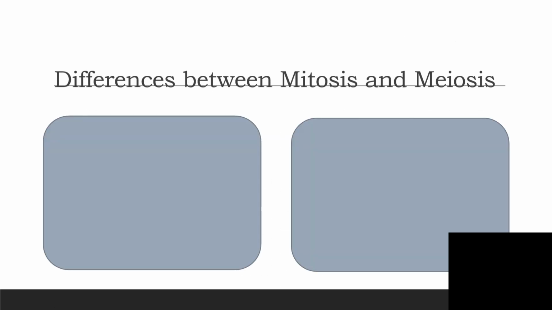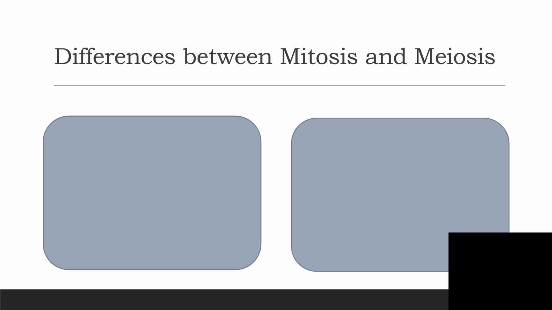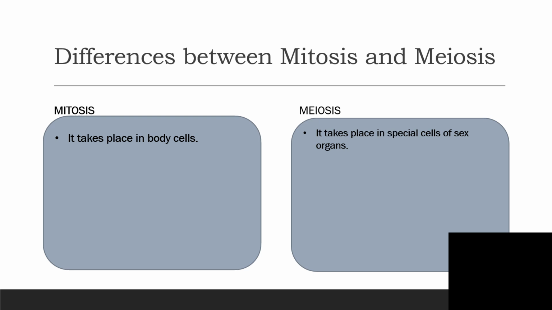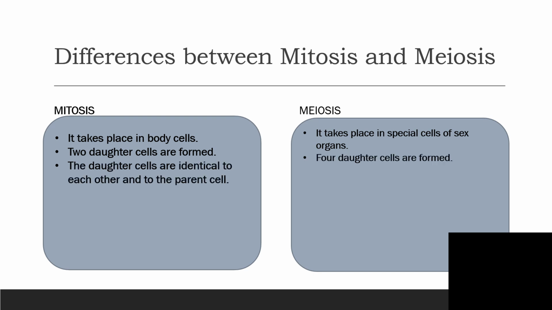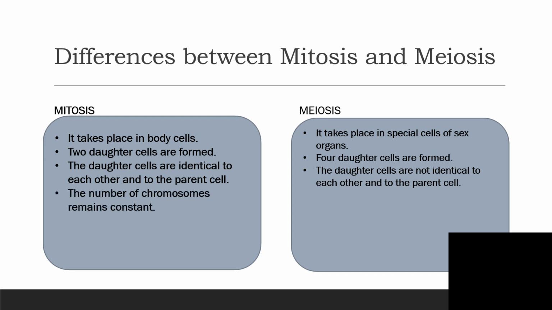So what are the main differences between mitosis and meiosis? Number one is mitosis takes place in body cells, whereas meiosis takes place in special cells of sex organs. In mitosis, two daughter cells are formed. In meiosis, four daughter cells are formed. In mitosis, the daughter cells are identical to each other and to the parent cell, whereas in meiosis, the daughter cells are not identical to each other and to the parent cell.